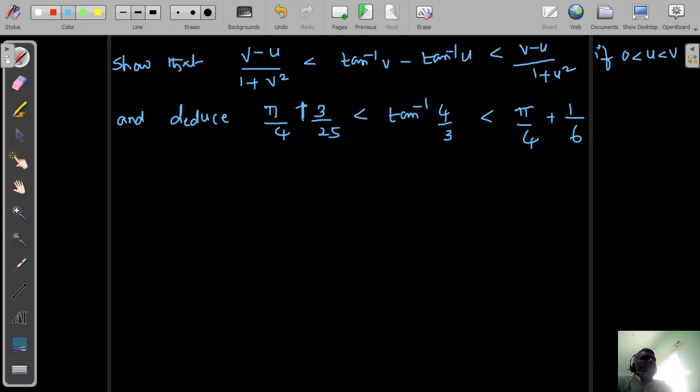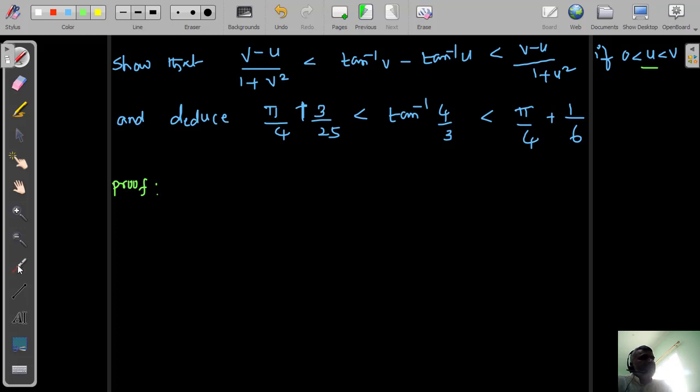So we need to prove this result given the condition 0 less than u less than v, and also deduce the inequality. To prove this result, we need to apply Lagrange's mean value theorem here, but the theorem requires a function as well as an interval. The interval is given in the question, but the function is not given directly.